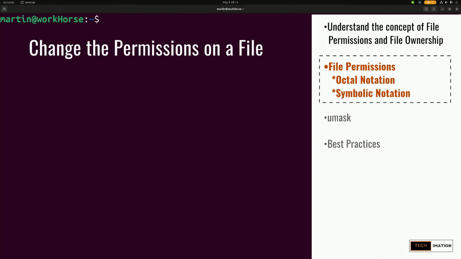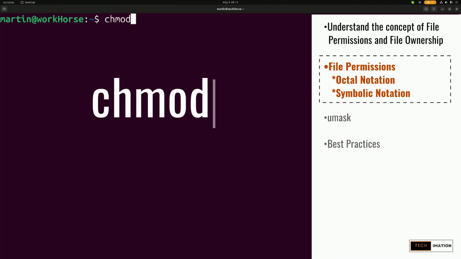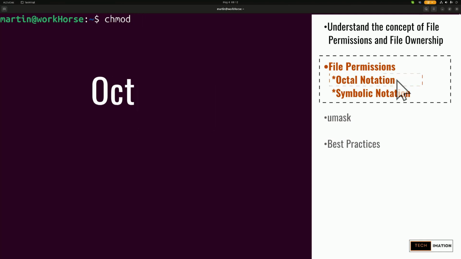Let's get into this. The command used for changing permissions is chmod. Okay? And you can change the permissions by one of two methods. We're going to look at the octal notation first. It's called the octal notation. And I can represent it by doing something like this: 644 on the file name.